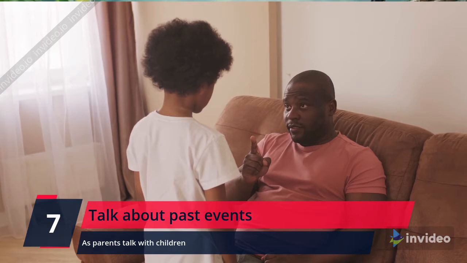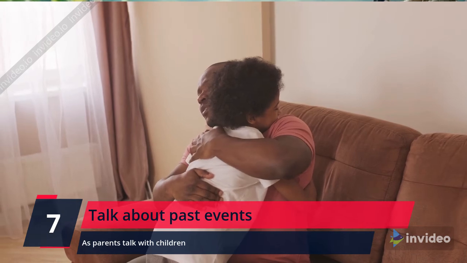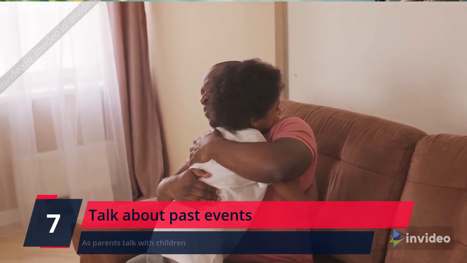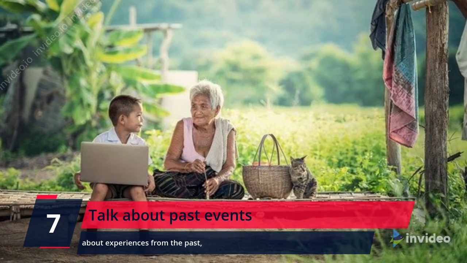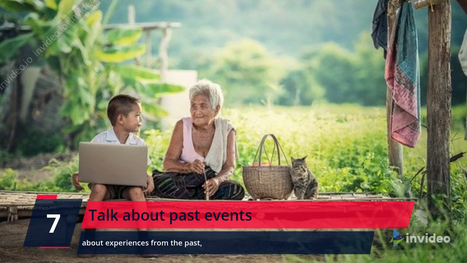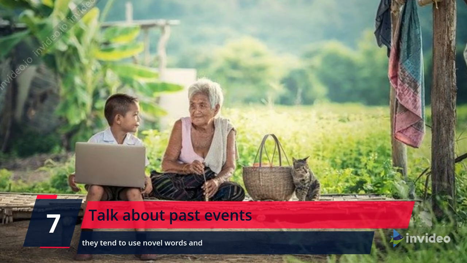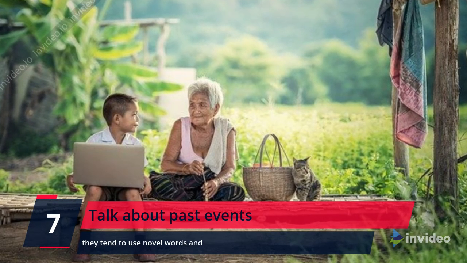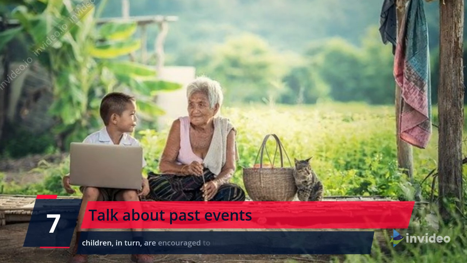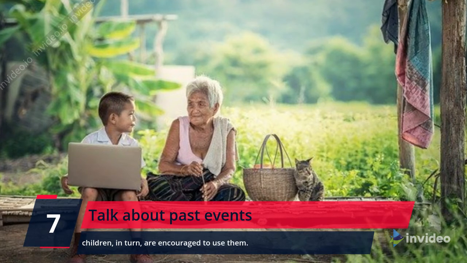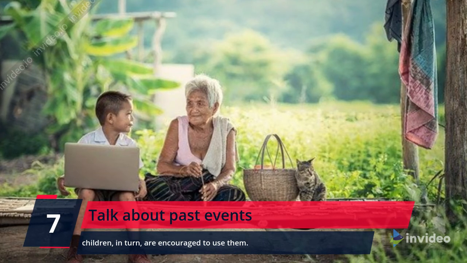Tips number 7. Talk about past events. Through language we are able to travel through time to past and future events. As parents talk with children about experiences from the past, they tend to use novel words and children, in turn, are encouraged to use them. For example, a parent may say, Do you remember when we went to the aquarium? The child responds, yes, we saw that big fish with wings. To which the parent replies, yes, that was an enormous stingray. Regular conversations about the past foster vocabulary learning.